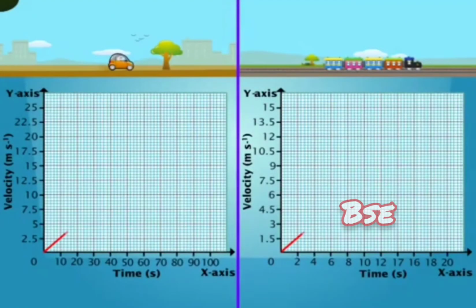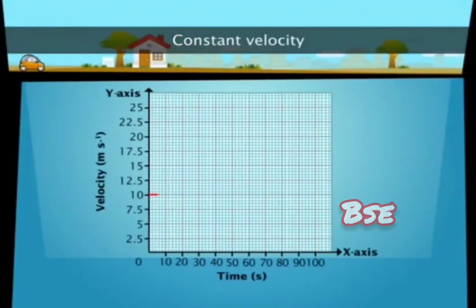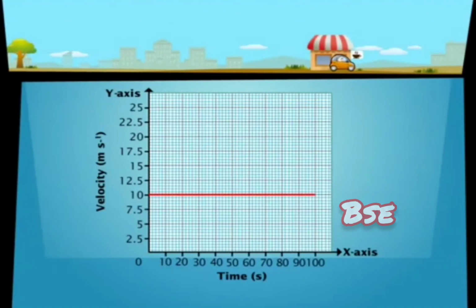These velocity time graphs showed that the car and the train increased velocity uniformly with time. Their graphs are hence a straight progressive line beginning from the origin. Such graphs depict that the object is experiencing uniform acceleration. This car is moving at a constant velocity. Its velocity time graph appears like this.